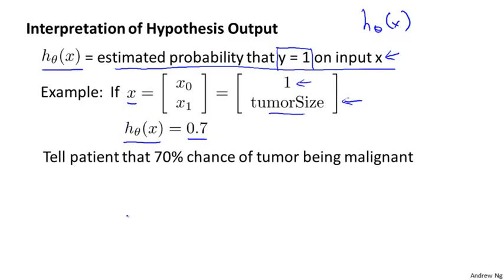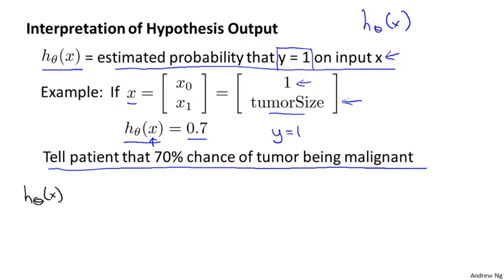I'm going to interpret my hypothesis as follows. This hypothesis is telling me that for a patient with features x, the probability that y equals 1 is 0.7. In other words, I'm going to tell my patient that their tumor, sadly, has a 70% chance, or a 0.7 chance, of being malignant. To write this out more formally, I'm going to interpret my hypothesis output as p of y equals 1 given x, parameterized by theta.